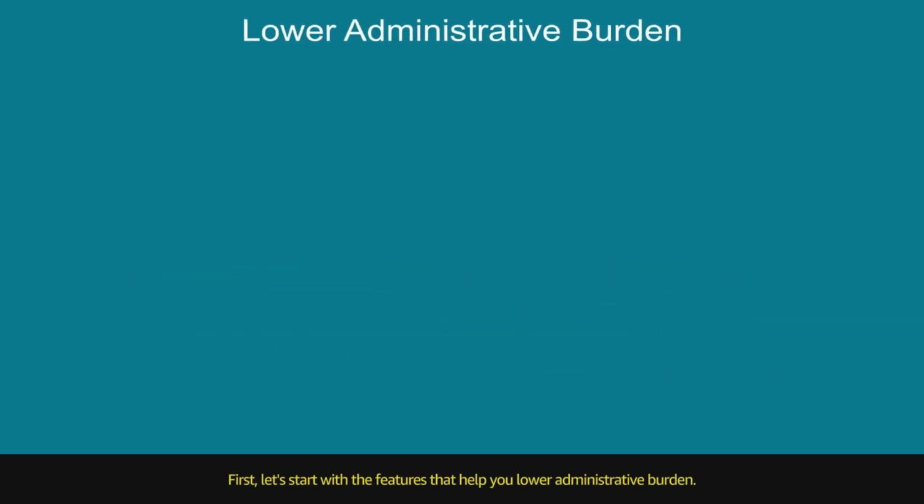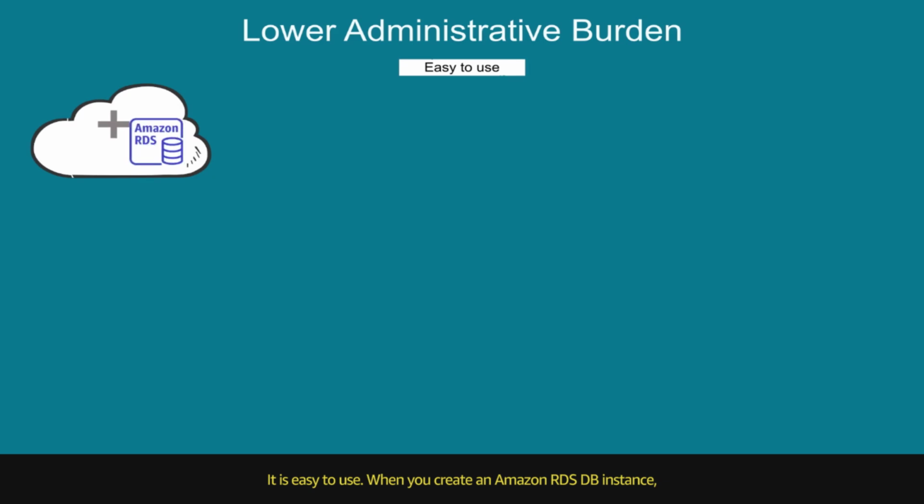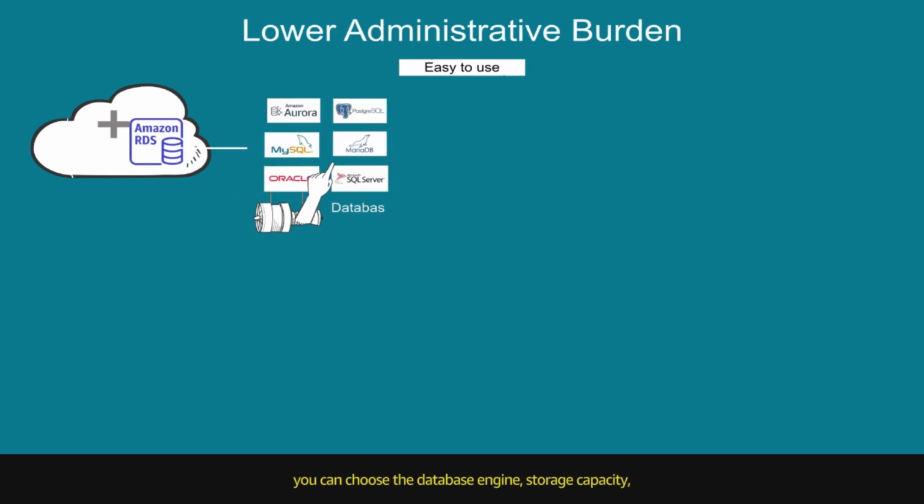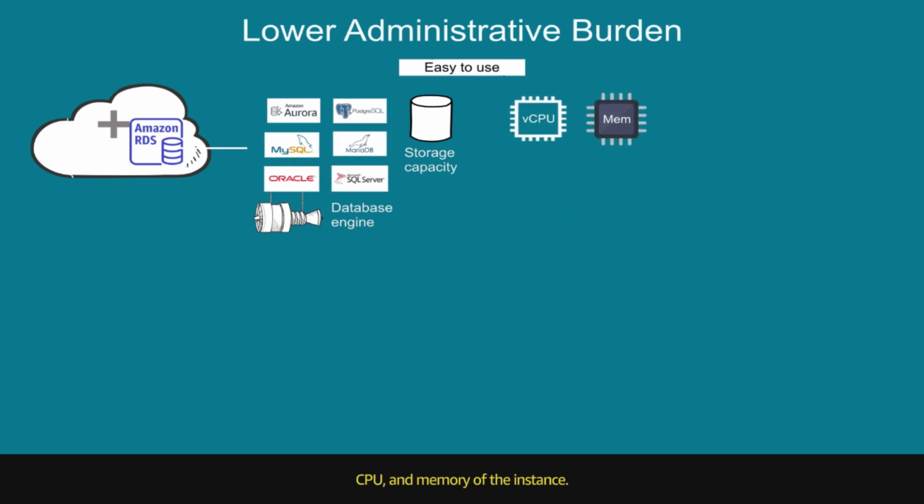First, let's start with the features that help you lower administrative burden. It is easy to use. When you create an Amazon RDS DB instance, you can choose the database engine, storage capacity, CPU, and memory of the instance. The DB instance class determines the computation and memory capacity available to a DB instance.